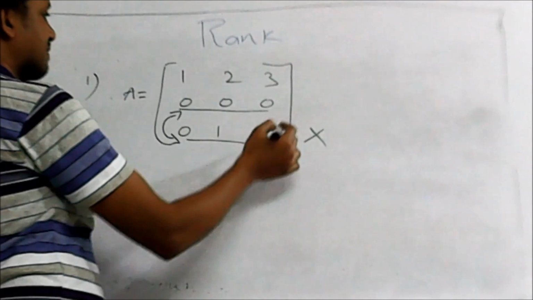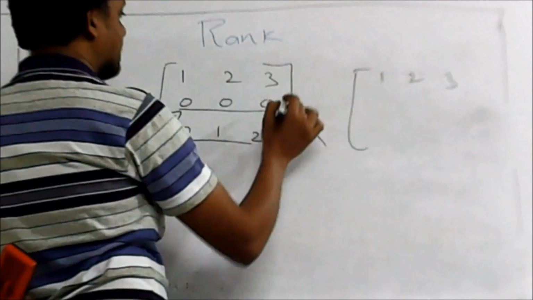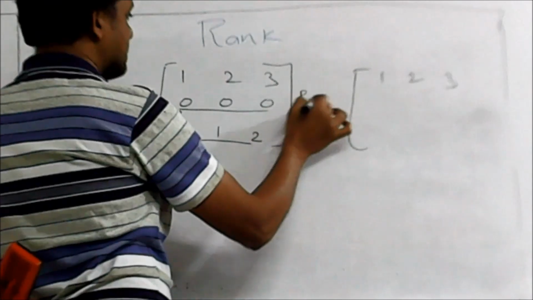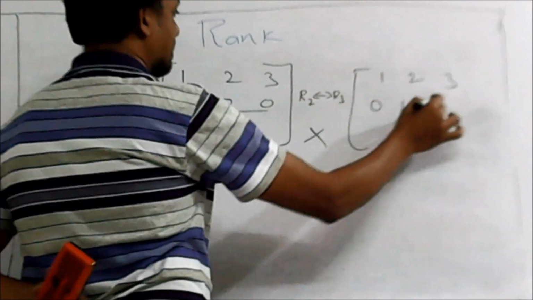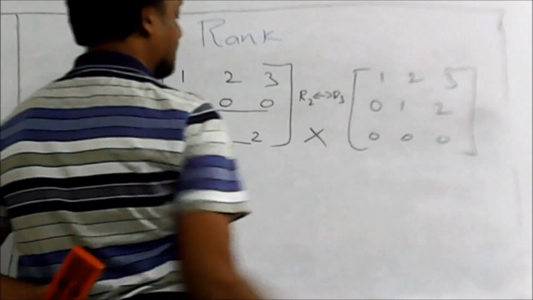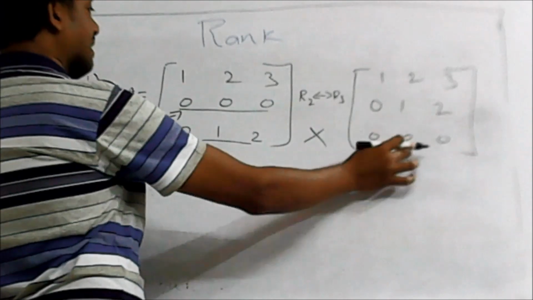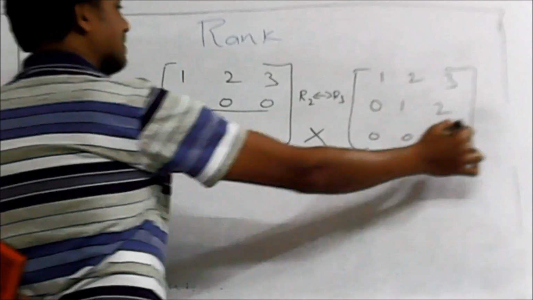So how to convert into row echelon form? You can interchange the rows. We write the operation as R2 interchange R3. So we are interchanging, and it will become 0, 1, 2; 0, 0, 0. The first property is satisfied. Zero rows, if any, must be in the last, below the non-zero row.